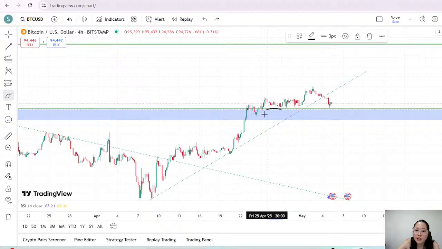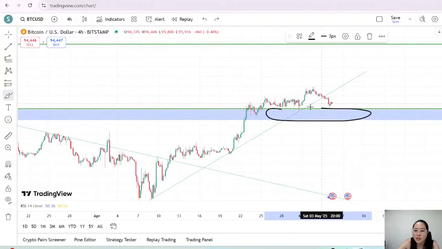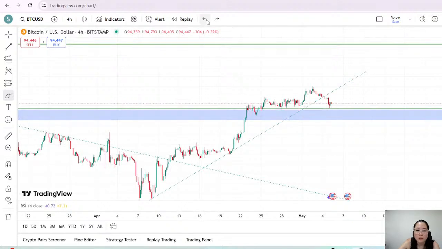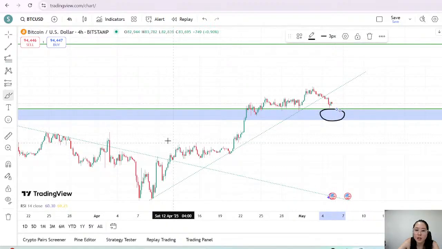Okay, so the next level that you want to see price testing is this area. If price breaks this area, you know for sure on the short term, Bitcoin is doing a pullback, right? I wouldn't say it's bearish. I would say it's doing a pullback. Okay. So if it does break this area, that means this is not a good entry. That means the entry is way lower.